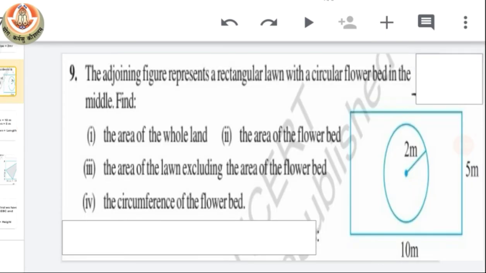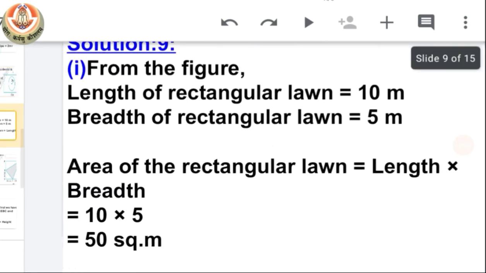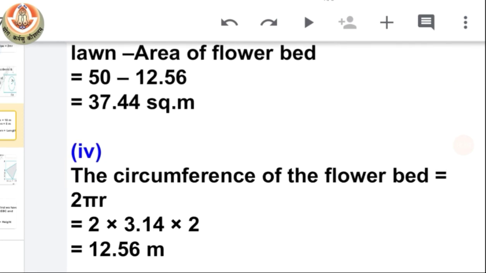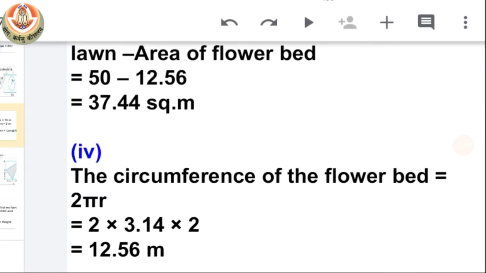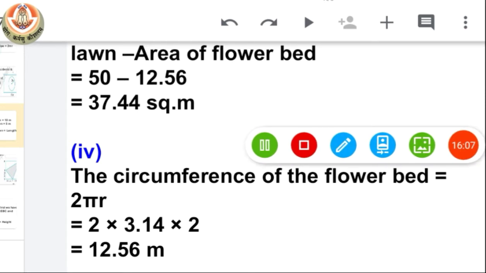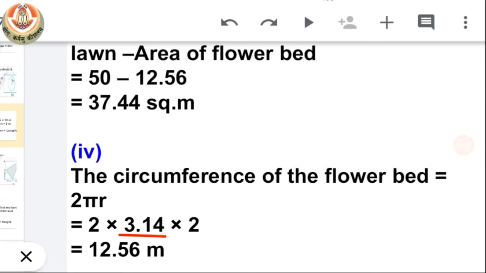Now the fourth part is we have to find the circumference of the flower bed. So we have the radius, and we can easily find it by using the formula. The formula for circumference of a circle is 2 pi r. So we have to put the value of pi and r here. We are using 3.14 as pi's value and 2 is our radius. So our answer is 12.56 meter.